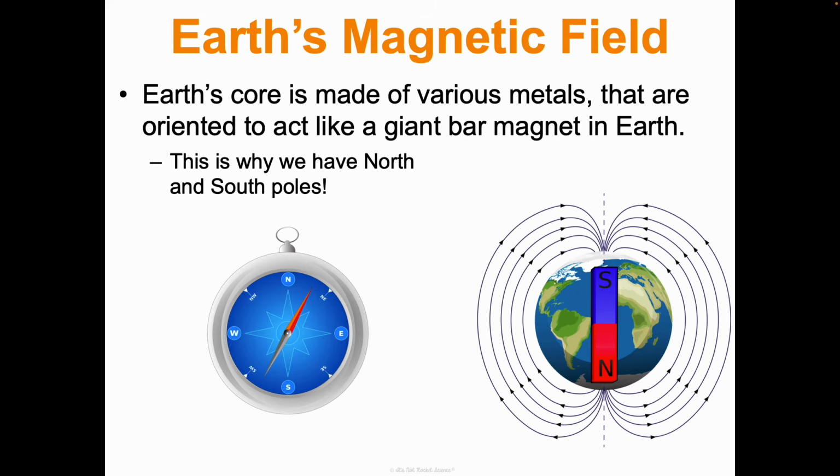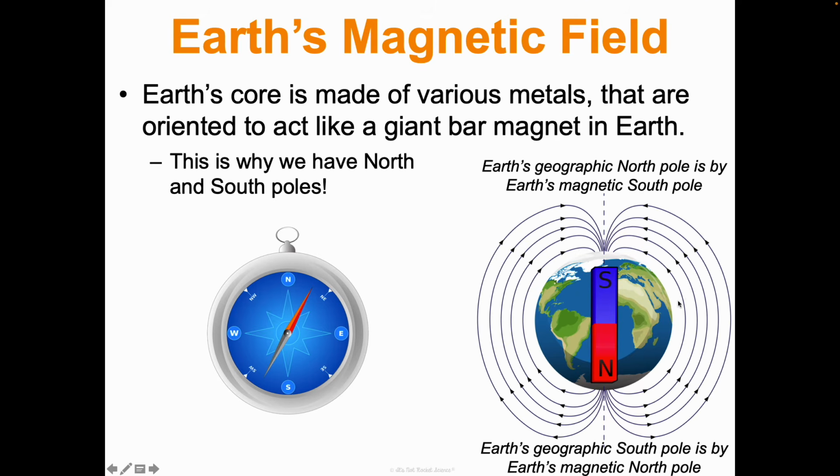But here's what's interesting. Earth's geographic North Pole, what we would refer to as the North Pole up here above North America, is actually Earth's magnetic South Pole. And Earth's geographic South Pole, like what we see below South Africa, is Earth's magnetic North Pole. So the bar magnet that is inside of Earth, this is how it's actually oriented.